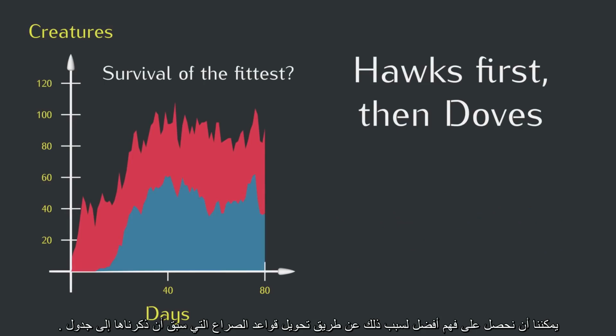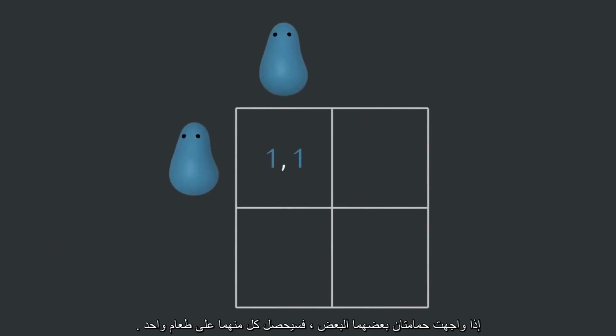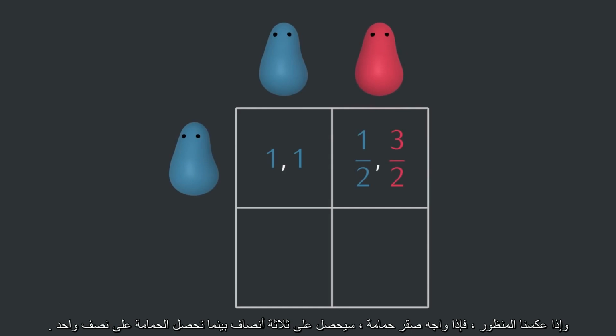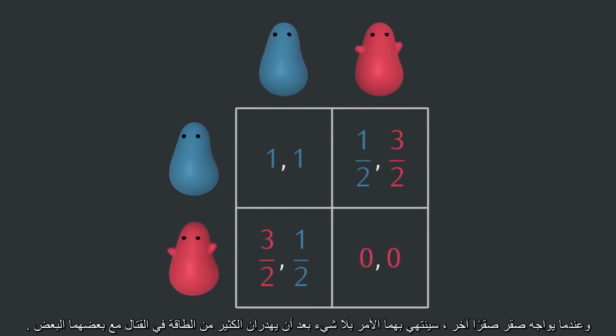We can get a better sense for why this is by translating our conflict rules from before into a table. If two doves face each other, they'll each get one food. If a dove faces a hawk, the dove gets half a food and the hawk gets 1.5 or 3/2 food. And if we reverse perspectives, if a hawk faces a dove, they'll get 3/2 and 1/2. And when a hawk faces another hawk, they'll each end up with 0 after they waste all that energy fighting each other.